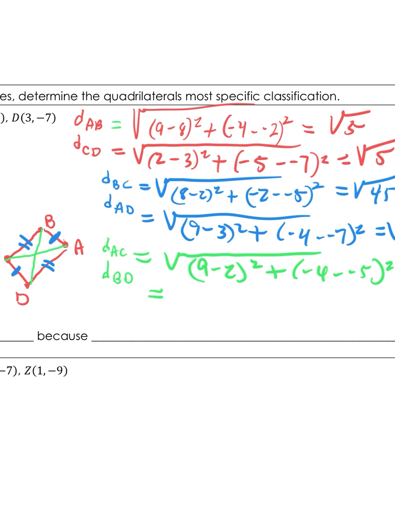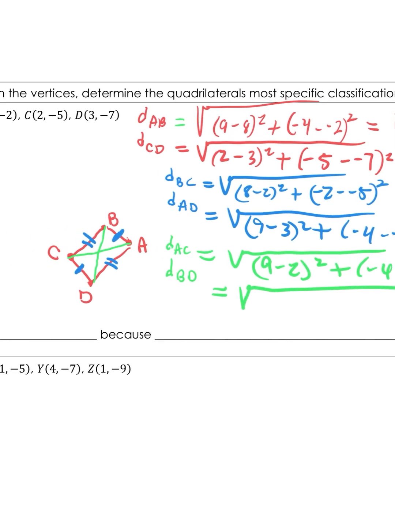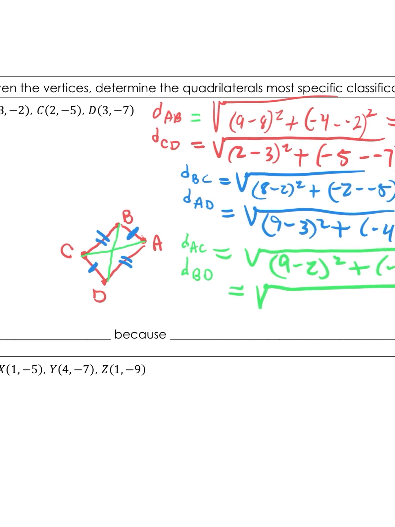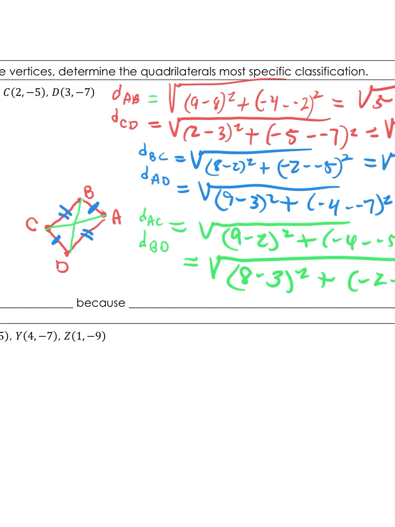And then we'll do the other diagonal. So the distance for DB, or BD, however you want to say it. It's going to be (8 minus 3) squared plus (negative 2 minus a negative 7) squared. So this is going to come out to 5 squared is 25. Negative 2 plus 7, that's 5. 5 squared is 25. So this is the square root of 50.